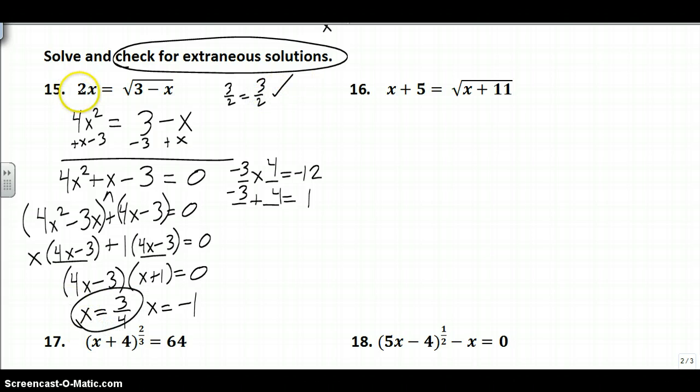The negative 1, however, you get negative 2 equals the square root of 3 minus a negative 1, so that'd be 2. Does not work, so that one's out. So your only answer is x equals 3/4. Fractions are good.